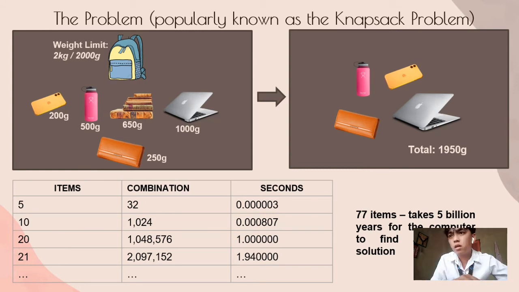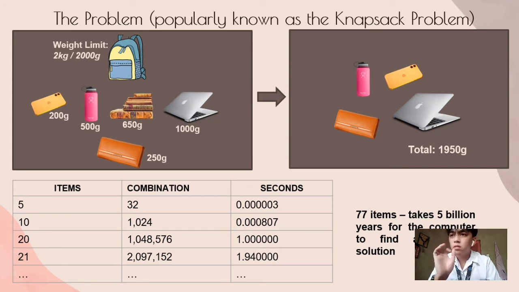There's an example here: a 200 gram phone, a 500 gram tumbler, 650 gram books, a 1,000 gram laptop, and a 250 gram wallet. So guys, if you add them all, 200, 500, 650, 1,000 and 250 grams, it will exceed 2,000 grams. That means it is not compatible with your knapsack, so you choose one or a few items that fit within 2,000 grams, below 2 kilograms.